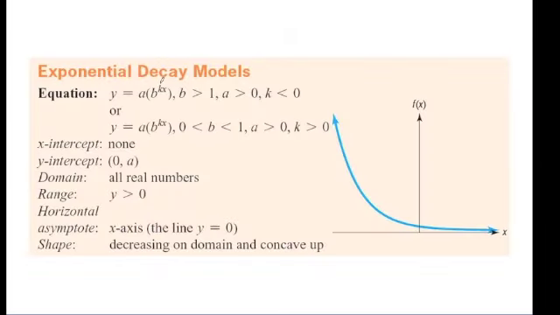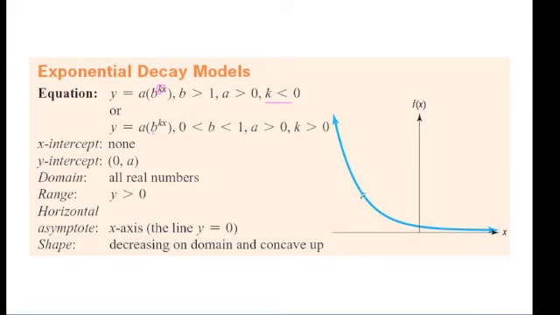Now this is an exponential decay model. A is still greater than 0, b is still greater than 0, but k is now less than 0. Or b can be between 0 and 1, and k is greater than 0. So either k is less than 0 or b is a fraction less than 1.